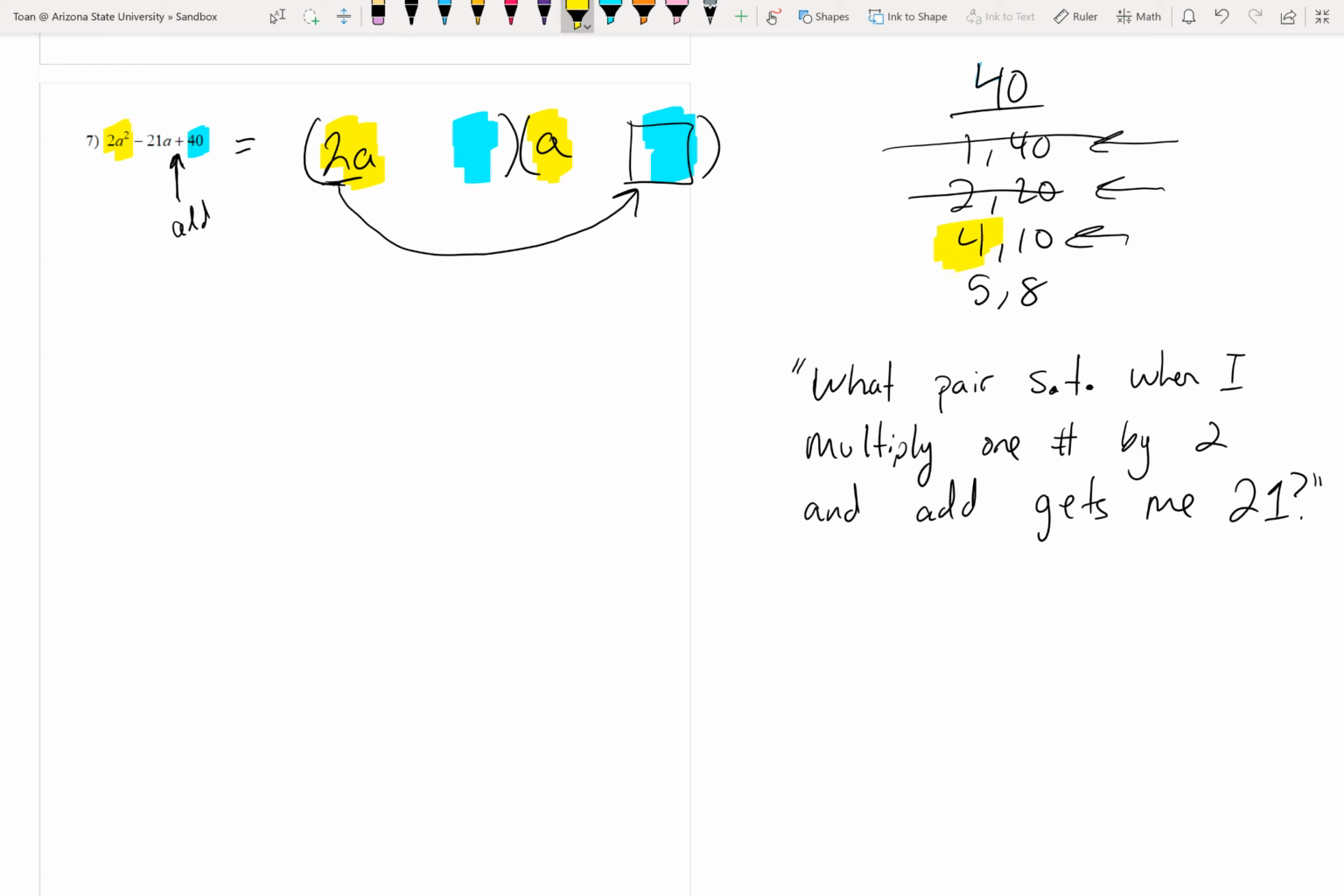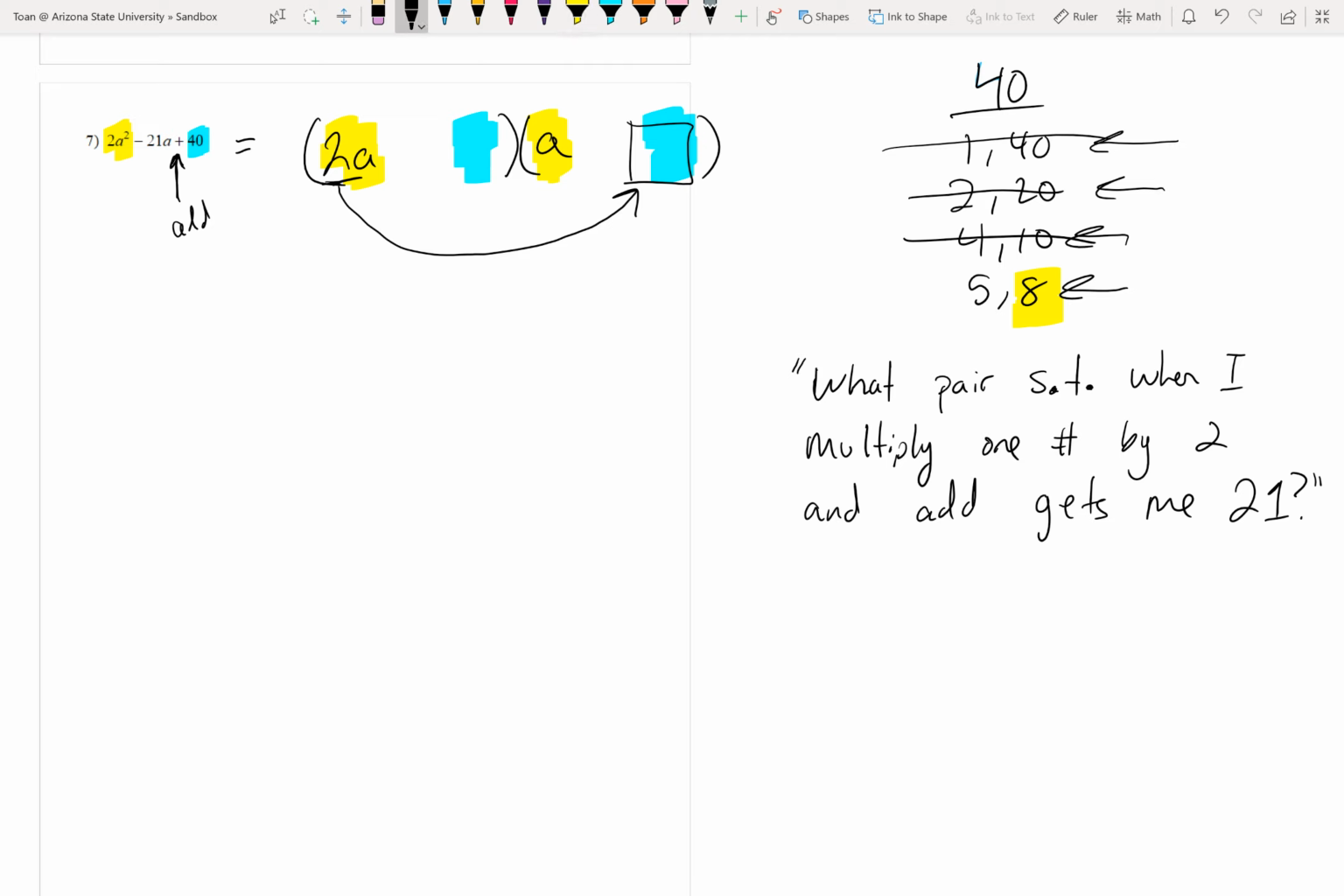Let's try the next pair. 2 times 4 is 8, plus 10 is 18. Nope. 2 times 10 is 20, plus 4 is 24. Nope, because I want 21. Let's try this pair. 2 times 5 is 10, plus 8 is 18. Nope. 2 times 8 is 16, plus 5 is 21. Hey, that's exactly what I wanted.